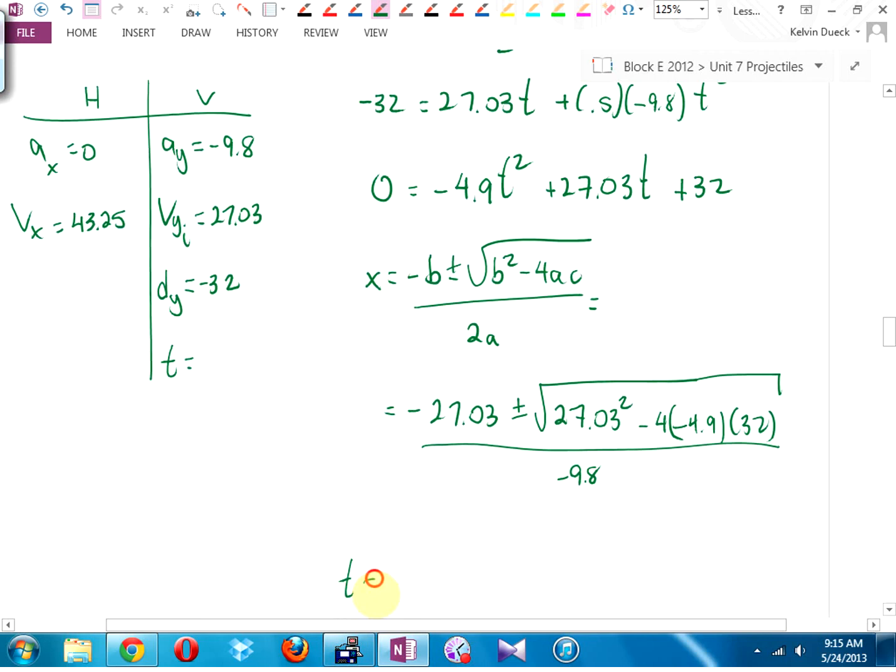I get t equals negative 1.00 and t equals 6.2. Not 5.1, Mr. Dueck, 5.2. I have no problem with that, and especially if your calculator has a quadratic solver, and some of yours do, knock yourselves out. I'll come to that in a second.